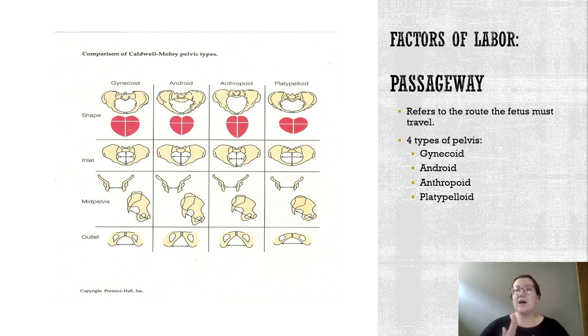Anthropoid is more oval and more wide, and this one can actually be favorable for vaginal delivery as well. That baby is just going to have to turn a little bit differently. We might have to assist that baby to help baby move into a better position with this pelvis, but this one can be successful for a vaginal delivery.